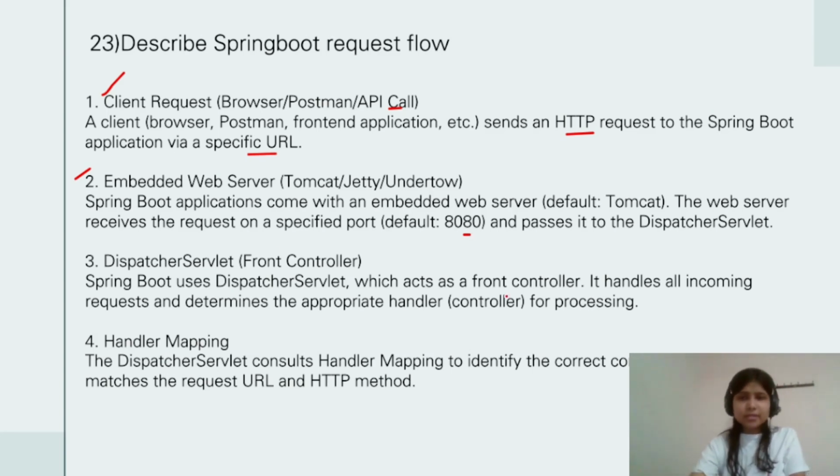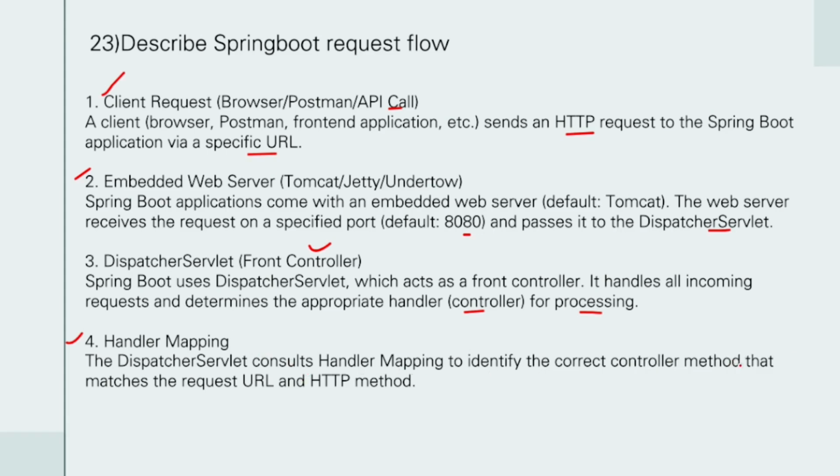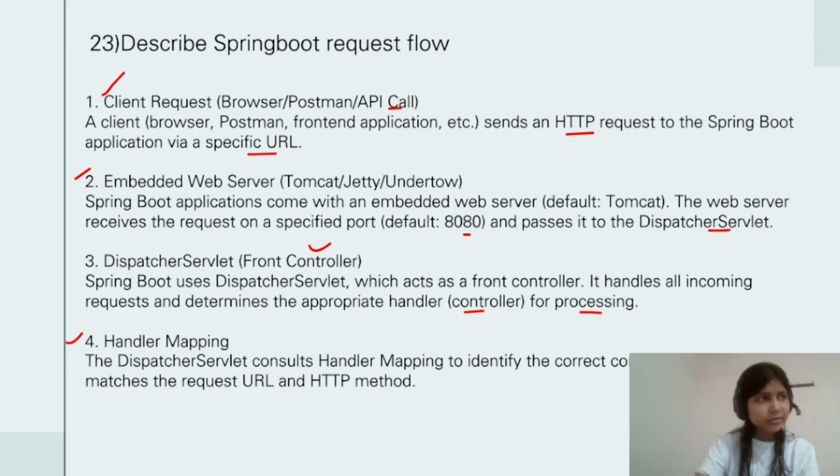Then it passes the request to the DispatcherServlet. The DispatcherServlet is like a front controller. Spring Boot uses the DispatcherServlet, which acts as a front controller. It handles all incoming requests and determines the appropriate handler controller for processing. Handler mapping: the DispatcherServlet consults handler mapping to identify the correct controller method. You know, like @PostMapping, @GetMapping, we define upon a method, right? That method matches the request URL or HTTP method.